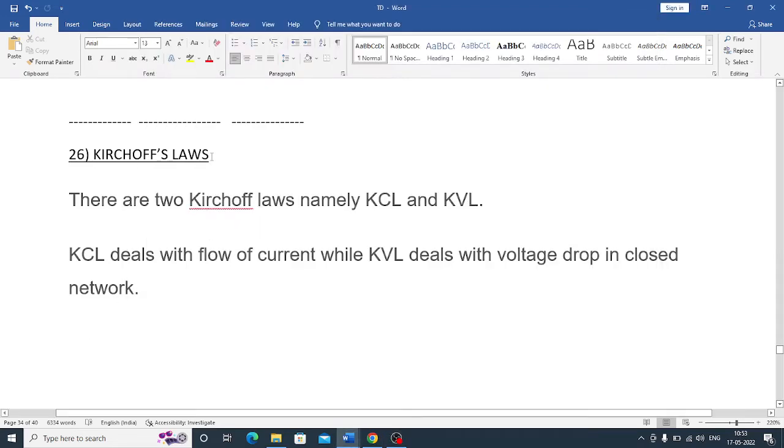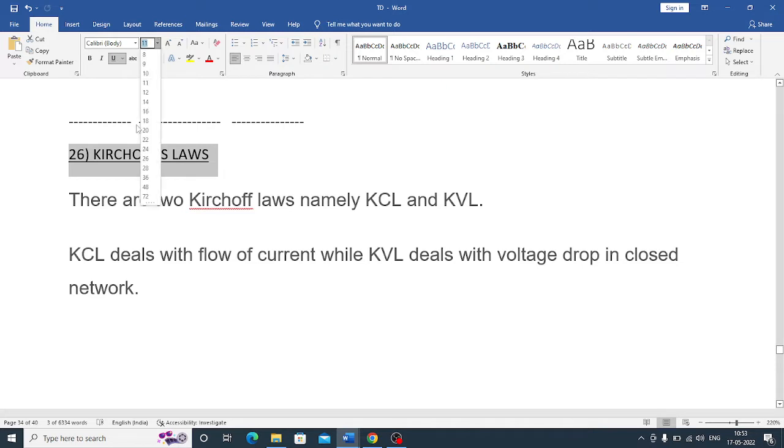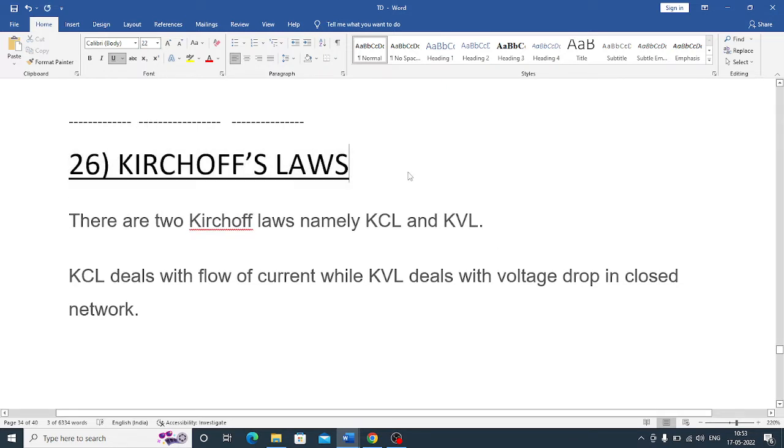Class 6. The initial 5 classes will be of basics. Now this is class 6: Kirchhoff's laws. There are two Kirchhoff's laws, current law and voltage law, KCL and KVL. Kirchhoff's current law and Kirchhoff's voltage law.